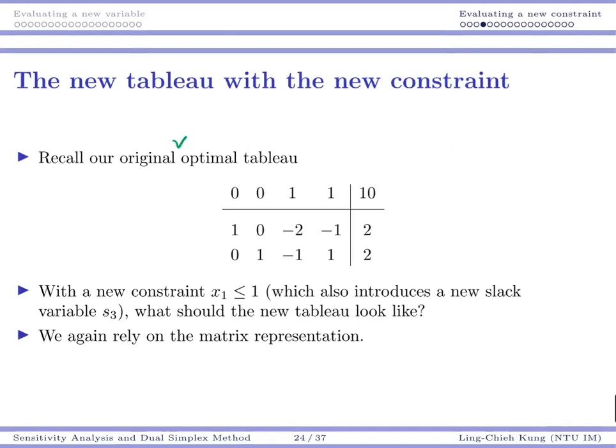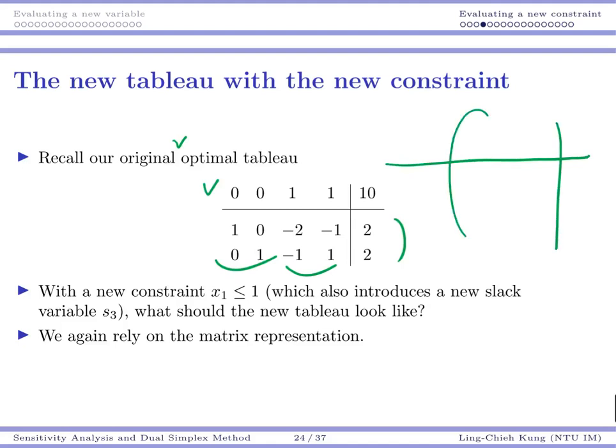Our optimal tableau is here. So when we are solving our previous original problem, eventually we get to this optimal tableau. Our x1 and x2 are basic. S1 and S2 are non-basic. x1 and x2 are 2 and 2. The idea that we want to follow is somewhat similar to what we do when evaluating a new variable. When we evaluate a new variable, basically we take a look at that new variable and try to calculate its reduced cost, right? That's pretty much what we do.